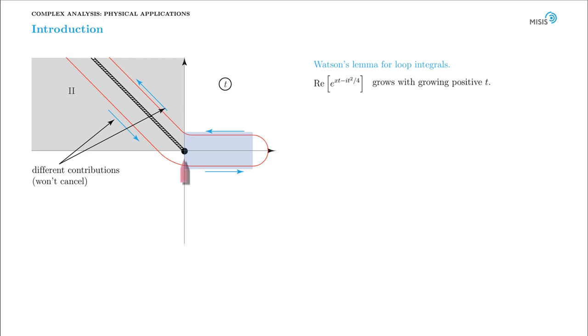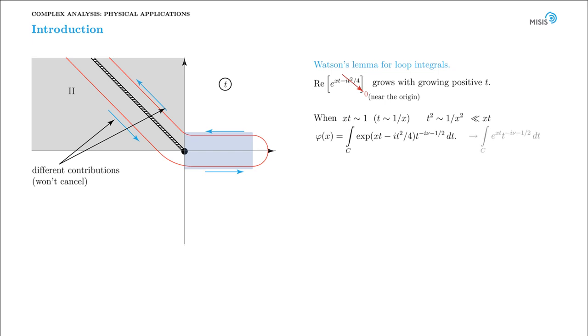The crucial region for us is the vicinity of the origin, where the exponential function is maximal. Now, if we look at the exponent xt minus it squared over 4, we notice two things. First, near the origin at small t, the second term can be discarded. Even when the first term xt becomes of the order of unity, so t of the order of 1 over x, the second term is 1 over x squared. The integral therefore is greatly simplified. The exponent is turned into a simple linear function of x.